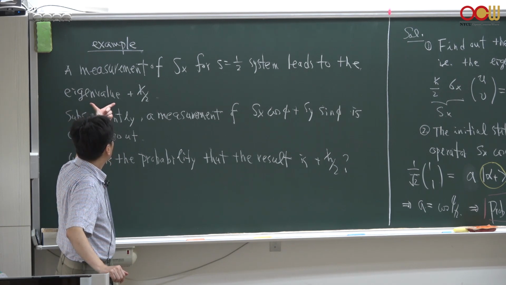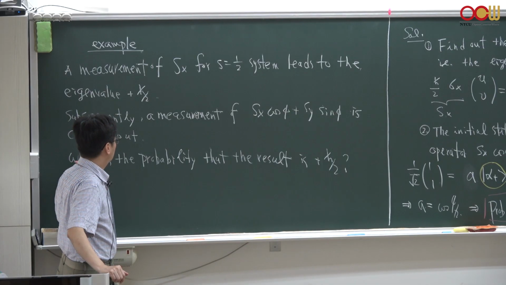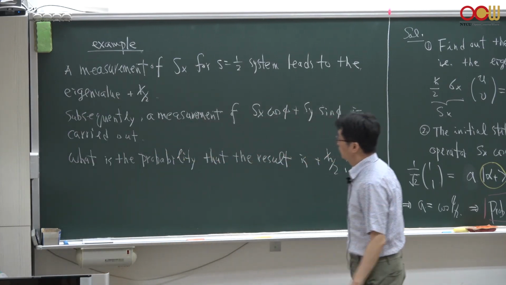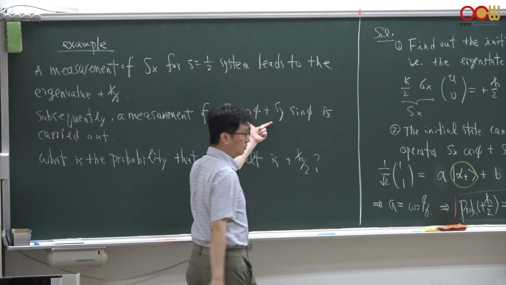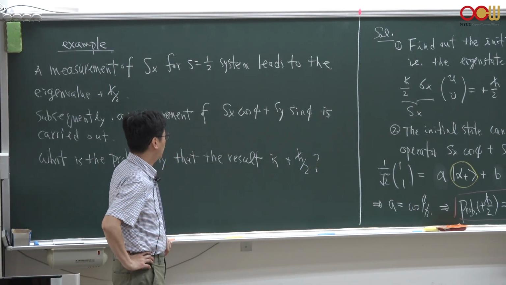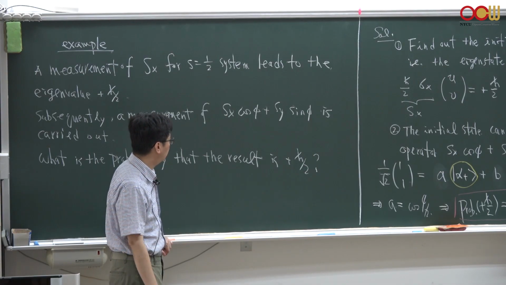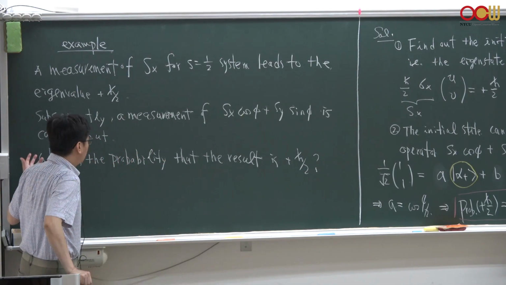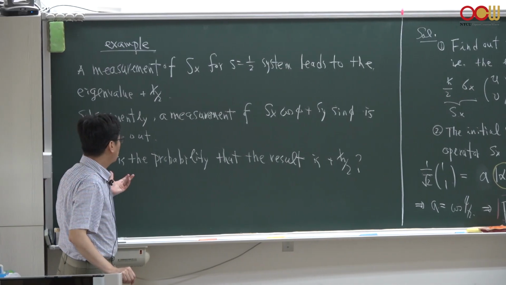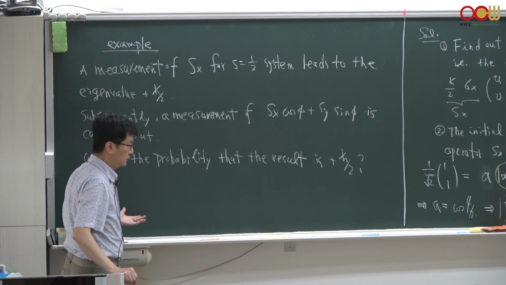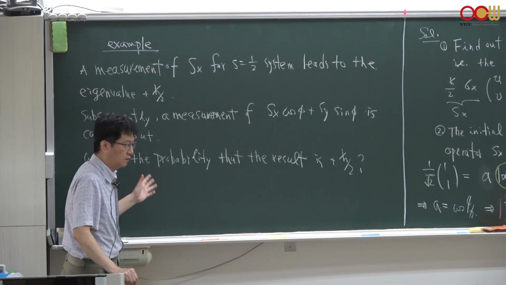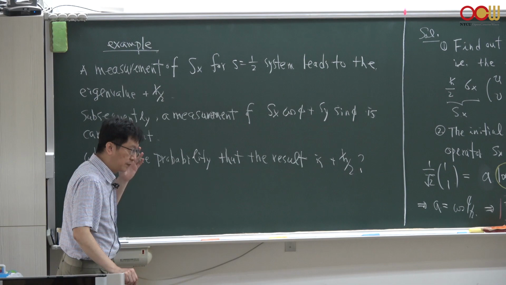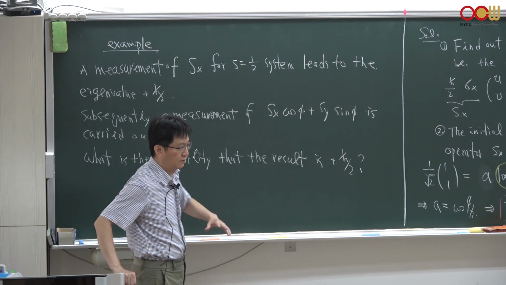eigenvalue plus h bar over 2, but the second measurement is done just right after the first measurement. And the second measurement is on this new operator, Sx cosine phi plus Sy sine phi. And the question is to ask what is the probability that the second measurement gives you still plus 1/2 h bar. Okay, so this is something that you need to be able to calculate by the end of the semester.